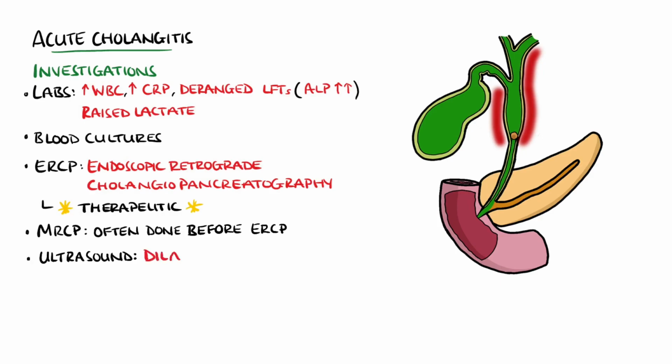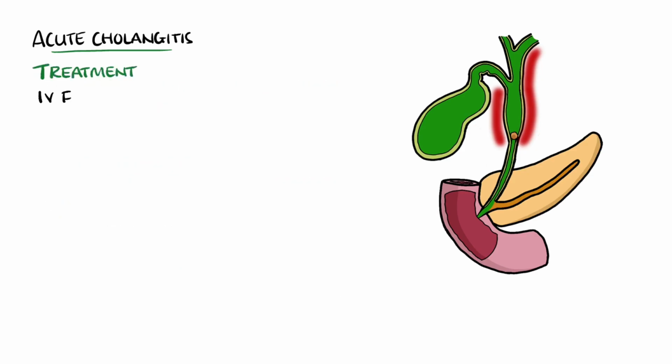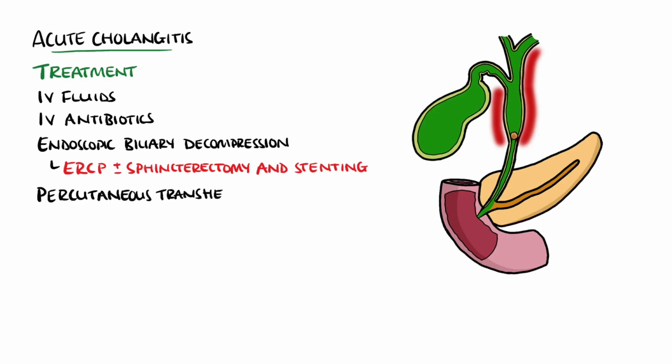Ultrasound scanning of the biliary tract will typically show dilation beyond 6 mm in those who have not previously had a cholecystectomy, or more than 10 mm in those who have. Treatment will involve IV fluid resuscitation, IV antibiotics, and an endoscopic biliary decompression, which is typically done via ERCP, which may include a sphincterotomy and stenting. In patients who are too unwell to undergo an ERCP, then percutaneous transhepatic cholangiography is a second line.